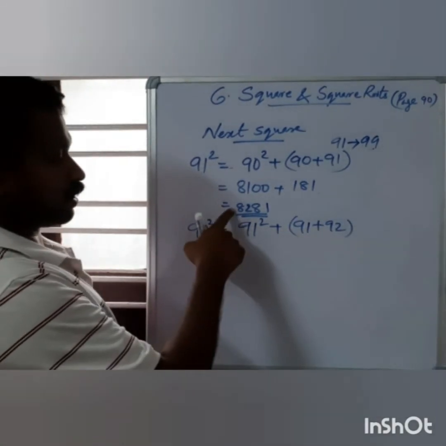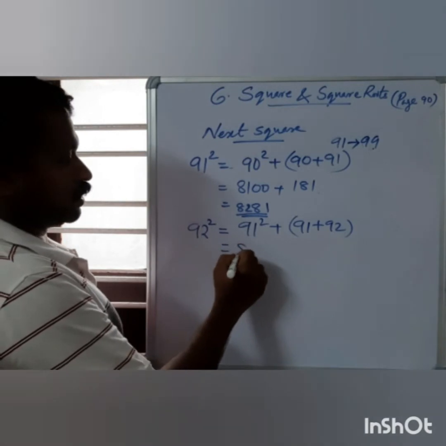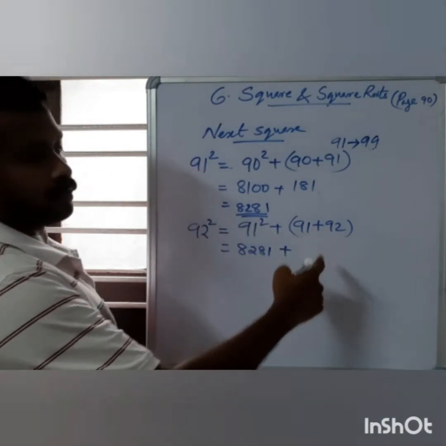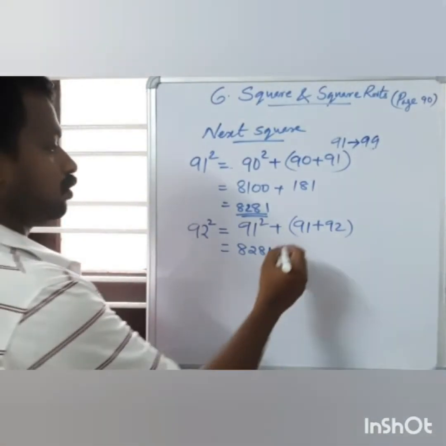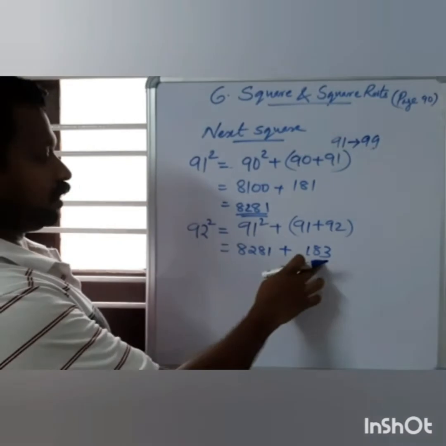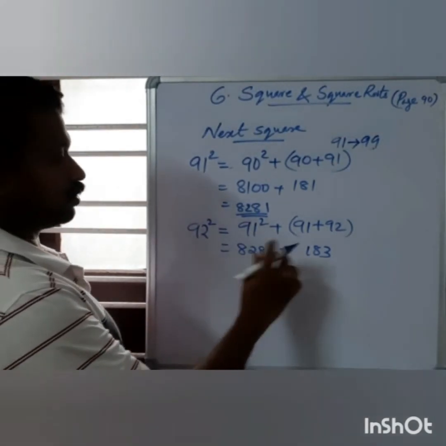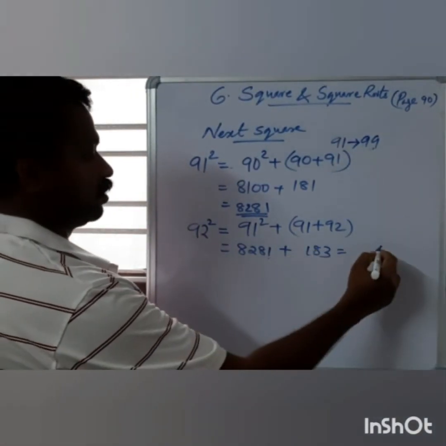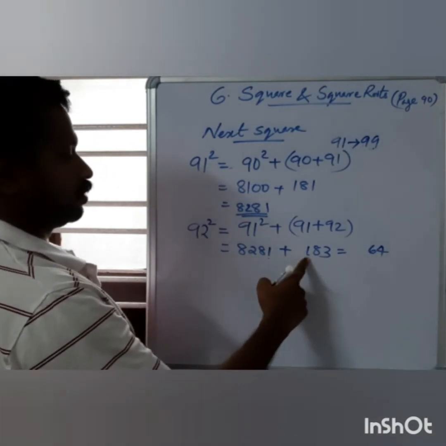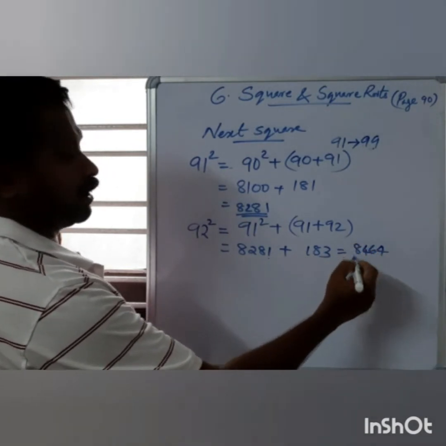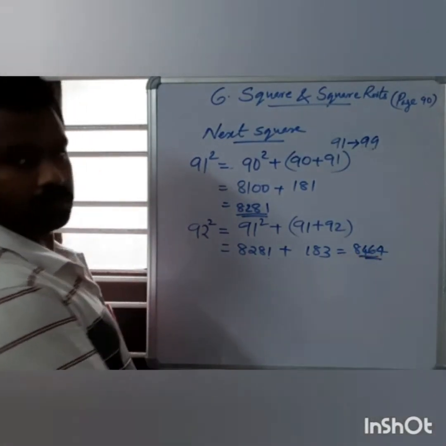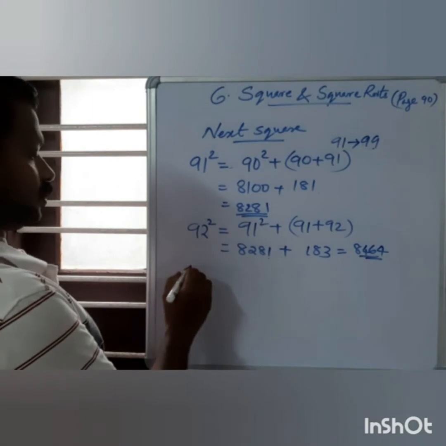92 square is equal to 91 square plus 91 plus 92. So 91 square you already found out. It is 8281 plus 91 plus 92. So it is 183. So 183 is added to this one. We will get 8,464.